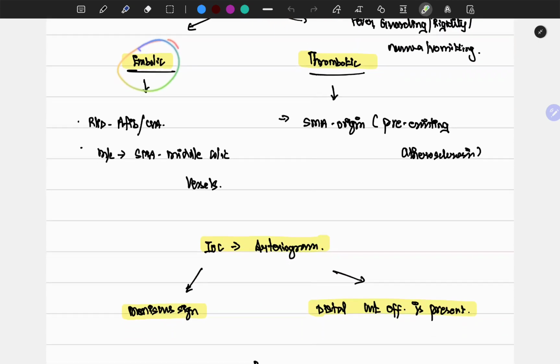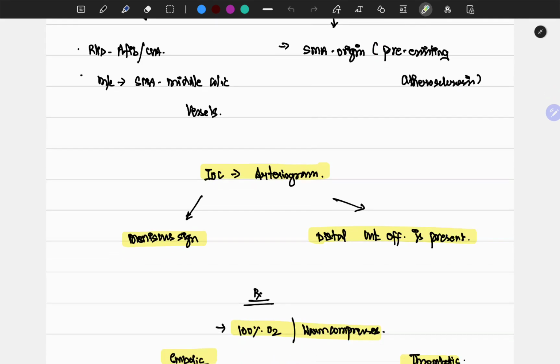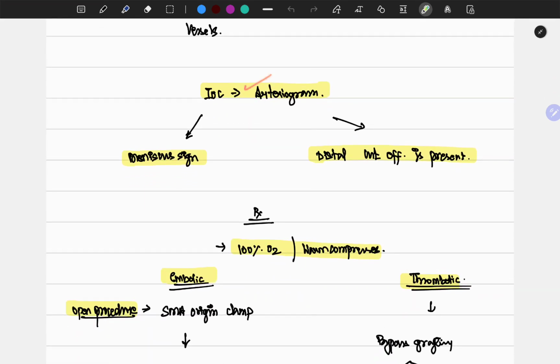Embolic phenomena, predominantly the cause is due to rheumatic heart disease, atrial fibrillation, or even CVA, cerebrovascular accident, association. So most common site, SMA, middle colic vessels involvement. Thrombotic origin at the level of SMA. The pre-existing atherosclerosis is the most common cause. Okay. So what is the investigation of choice? Arteriogram. So what is the sign present? Meniscus sign, distal cutoff sign is present.